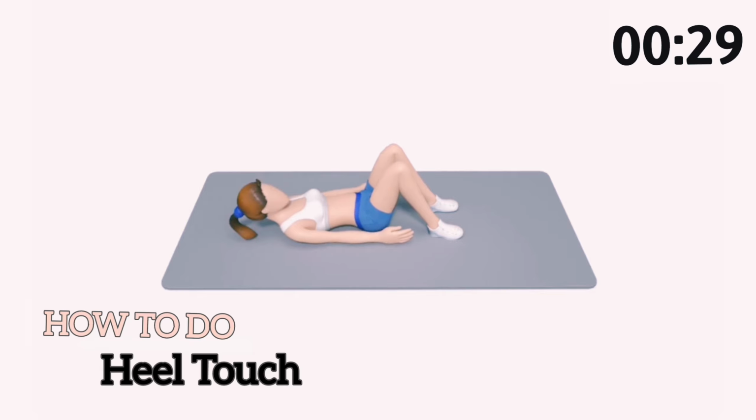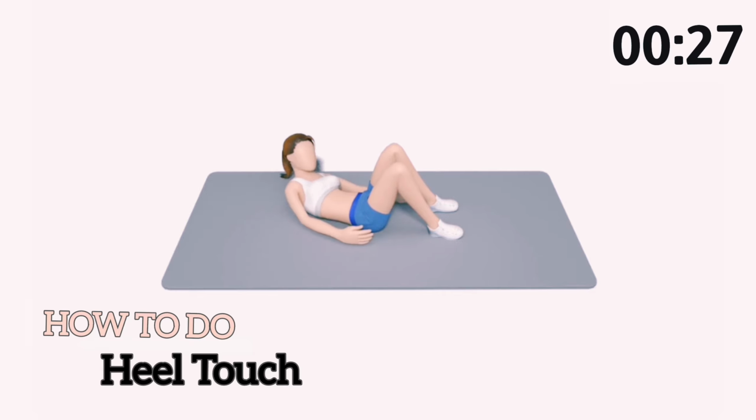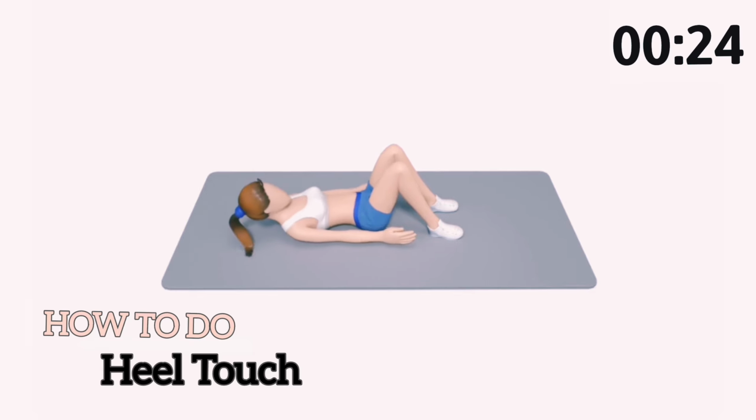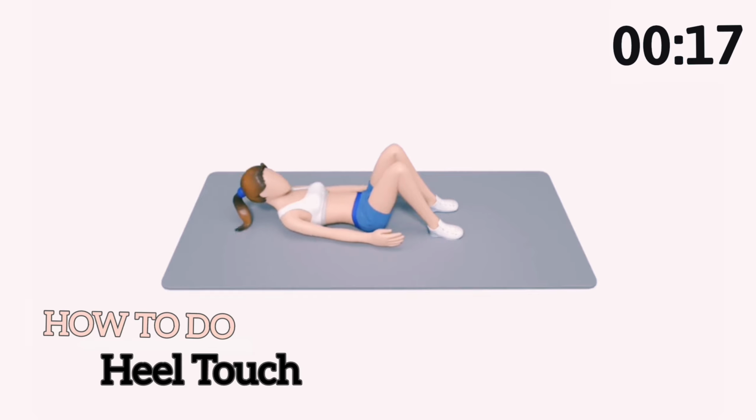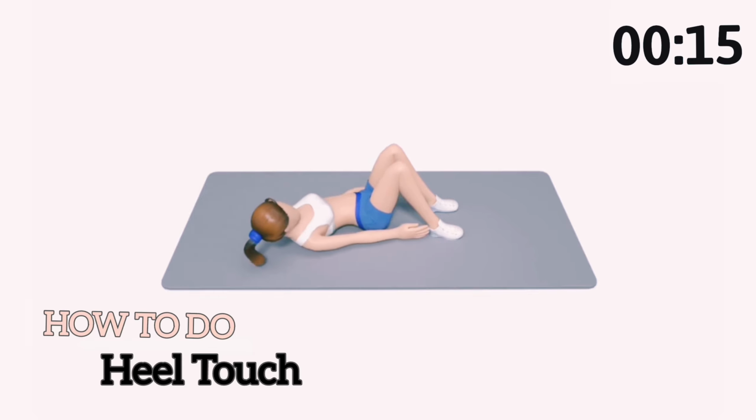Heel touch, duration 30 seconds. Lie on the ground with your legs bent and your arms by your sides. Slightly lift your upper body off the floor and make your hands alternately reach your heels.